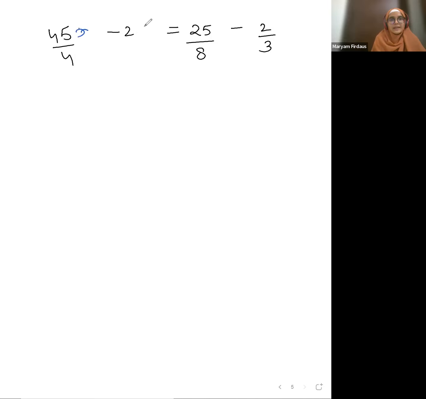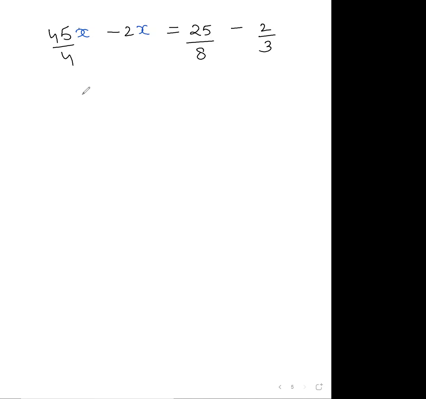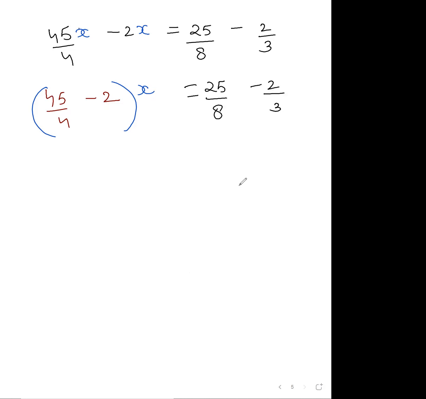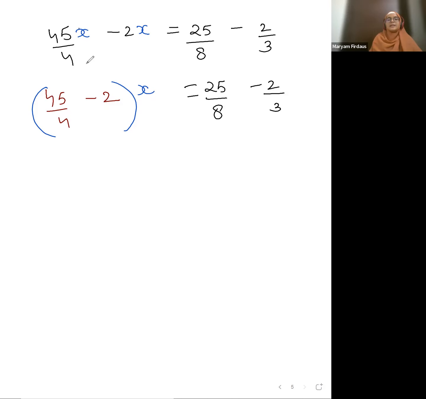Can we take x as common? Yes. Okay. So then we'll be left with this 45 by 4 minus 2. And then you take x as common outside the bracket is equal to this thing, 25 by 8 minus 2 by 3. Why do we have to remove the x? We're not removing the x. We are taking it common outside the bracket so that we can solve this fraction.